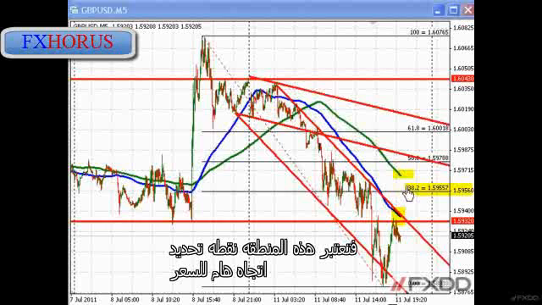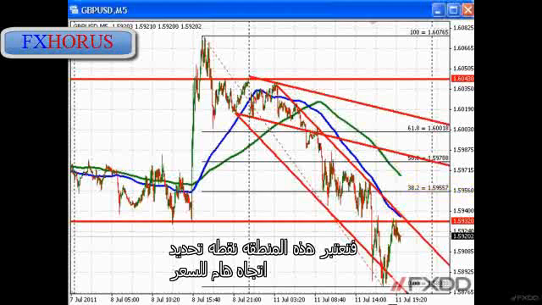Traders who want to be patient and want to sell, you may look to sell against this level or sell against this level. If the market moves above those two levels, then all bets are off. The market's likely to continue its rotation to the upside.